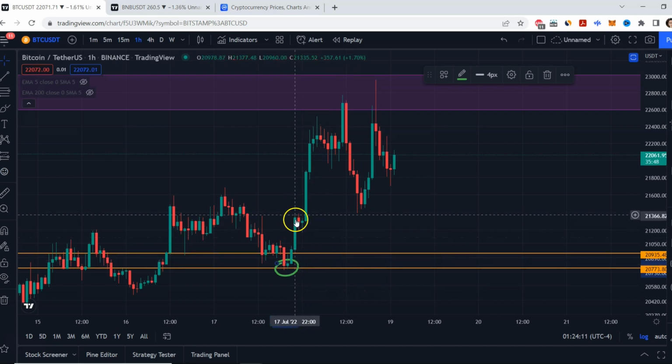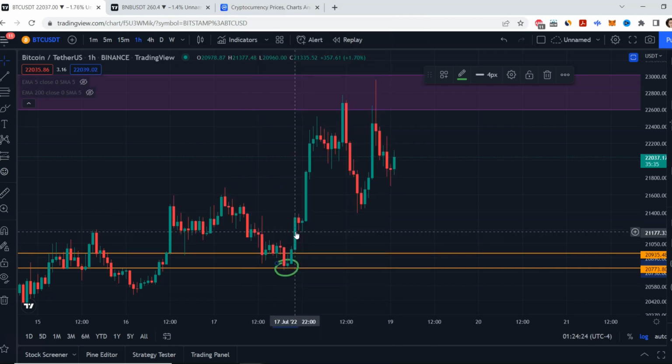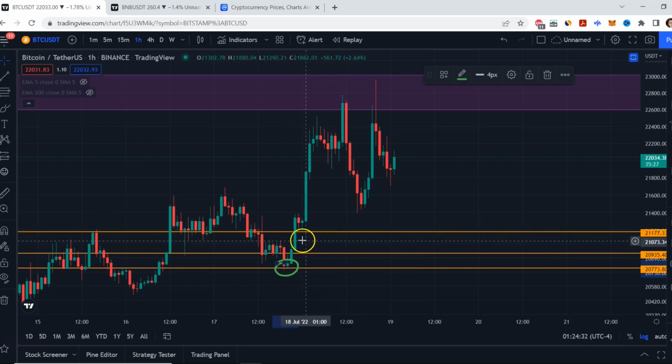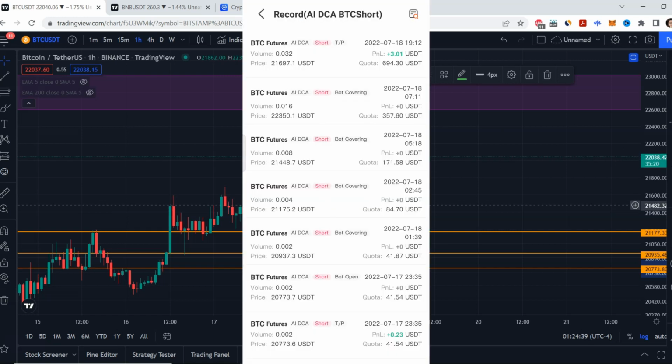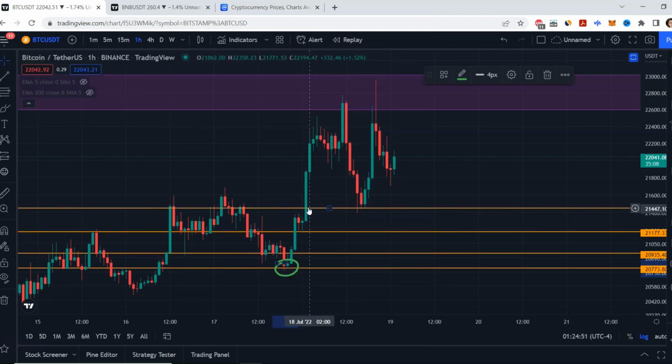And then the market keeps going up, guys. The bot will do the second covering at around 21,175, so somewhere around here. This is the second averaging. The market still doesn't hit our average price. Our average price should be somewhere around here. And then the market instead goes up again. So this time the third averaging, 21,448, somewhere around here.